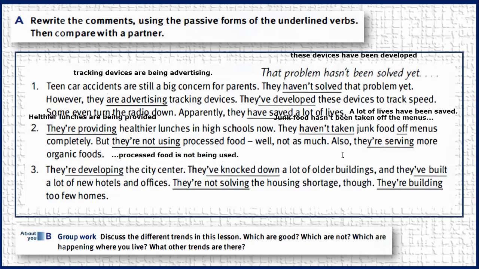Let's finish with this. Well, not as much. Also, the organic foods more organic food are being. One more time. Food is an uncountable noun. So we use it as a singular. Okay. Is being. Is being.